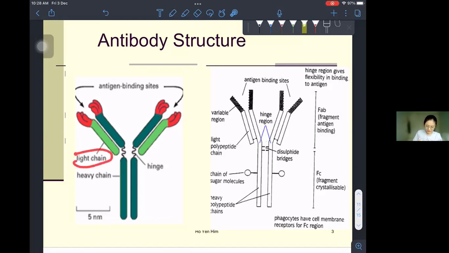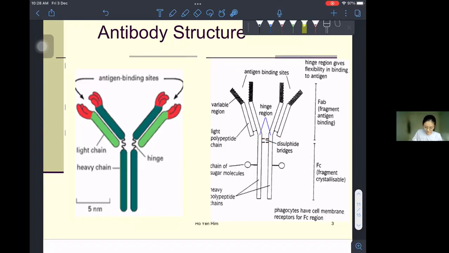And the antibodies consist of four polypeptide chains, which are 2 light chains and 2 heavy chains. The light chain and heavy chain are joined by disulfide bridges. You can see here, the light chain with the heavy chain are joined with only 1 disulfide bridge. But between the 2 heavy polypeptide chains, they are joined with 2 disulfide bridges. And these two are known as the antigen binding site, which can bind to the antigen on the cell surface of the bacteria.